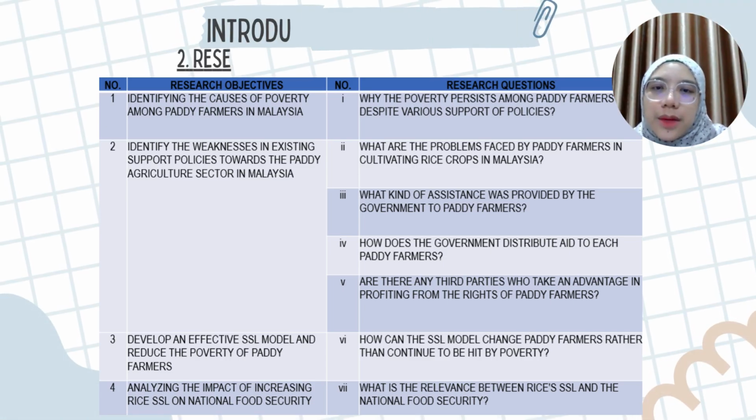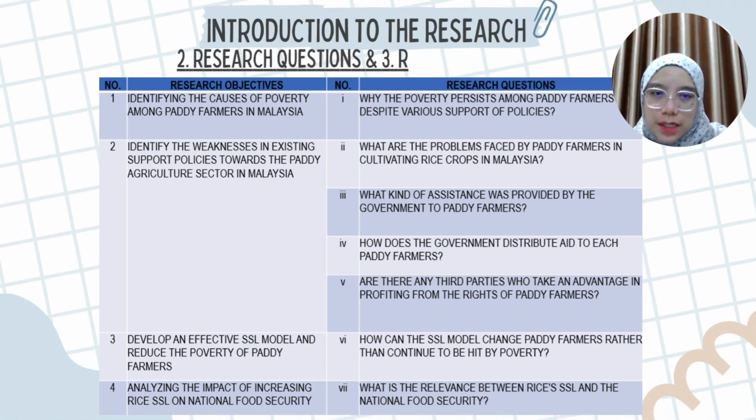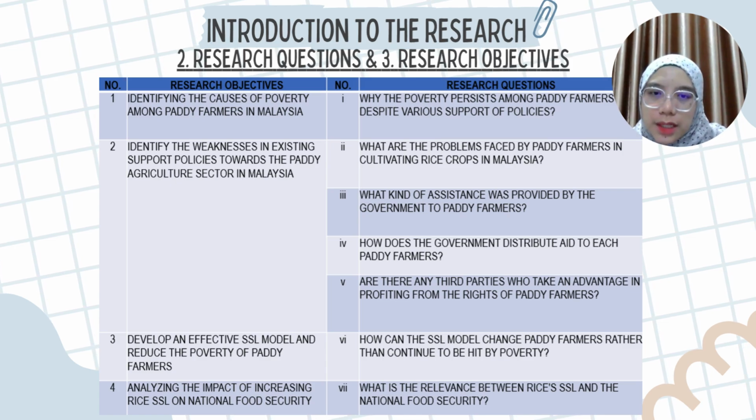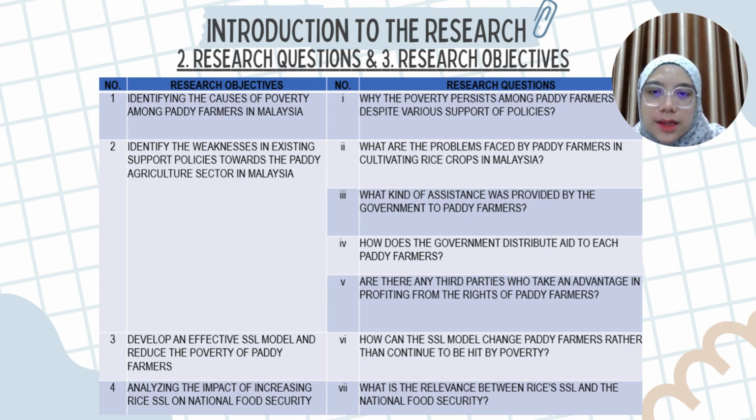Okay, here are my research questions and research objectives. I have four research objectives and seven research questions. One of them is to identify the weaknesses in existing support policies towards the paddy agriculture sector in Malaysia. And the research questions are: what are the problems faced by paddy farmers in cultivating rice crops in Malaysia? What kind of assistance was provided by the government to paddy farmers? How does the government distribute aid to each paddy farmer? And are there any third parties who take advantage in profiting from the rights of paddy farmers, for example, like the cartel?